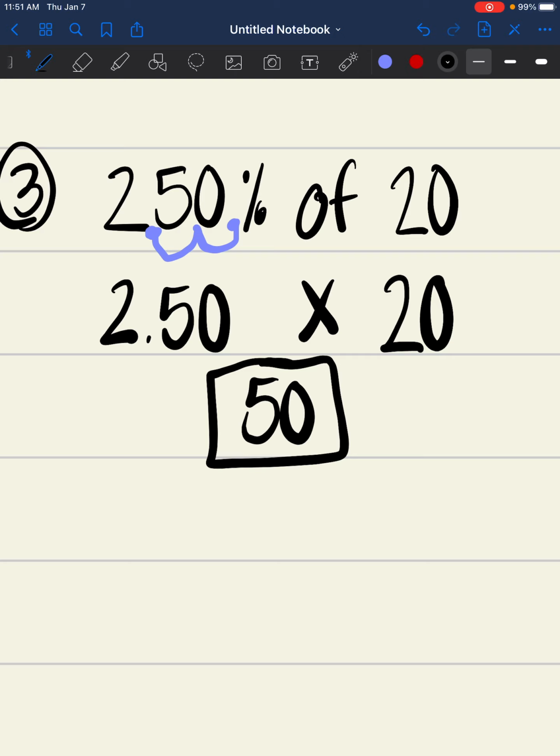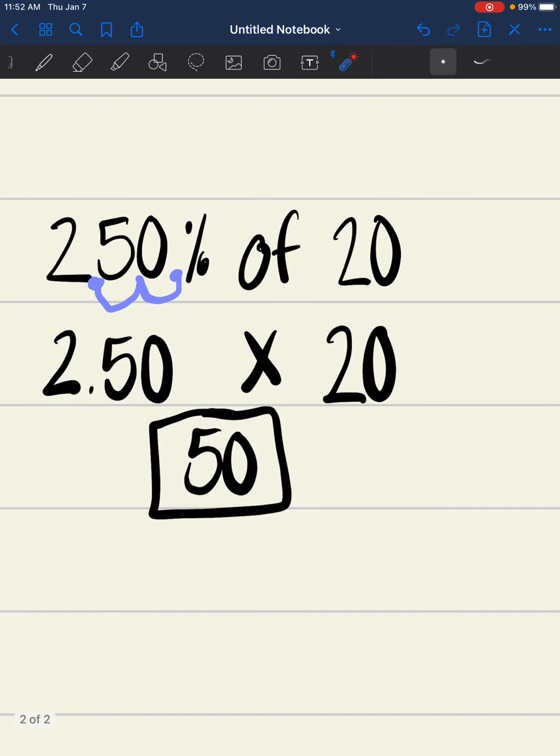And so in this case, where we have a percent that's bigger than 100, that means we have more than 1 times our original number. We have 100%, 200%, 250% of that original number. So when we have a percent bigger than 100, we should have an answer that is bigger than our original number. So our answer here makes sense.